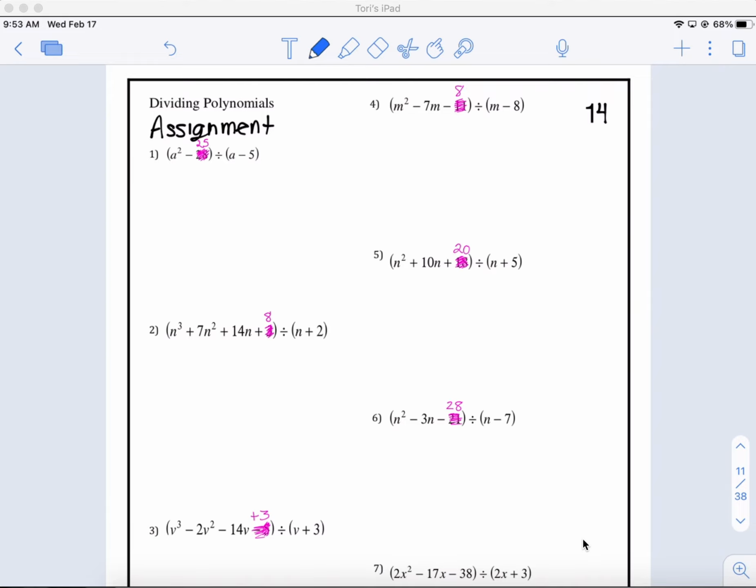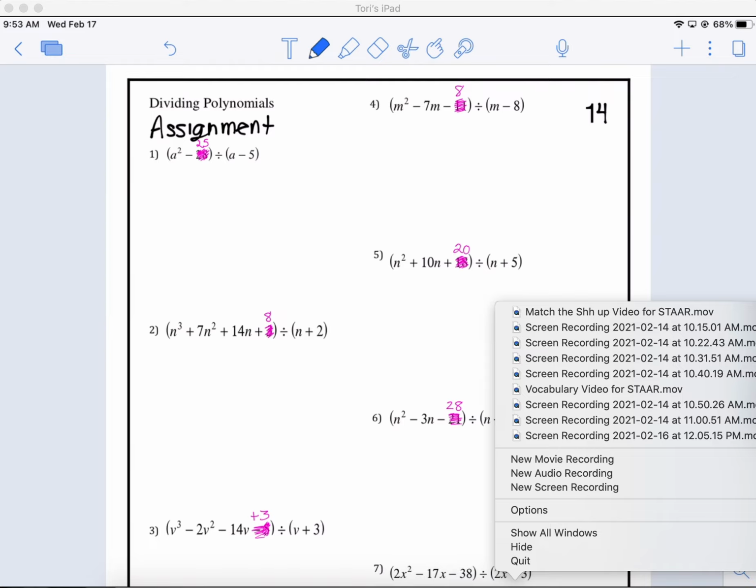Please make sure you make those changes so that your answers match the key. That is it for our video. Good luck on 8.3.